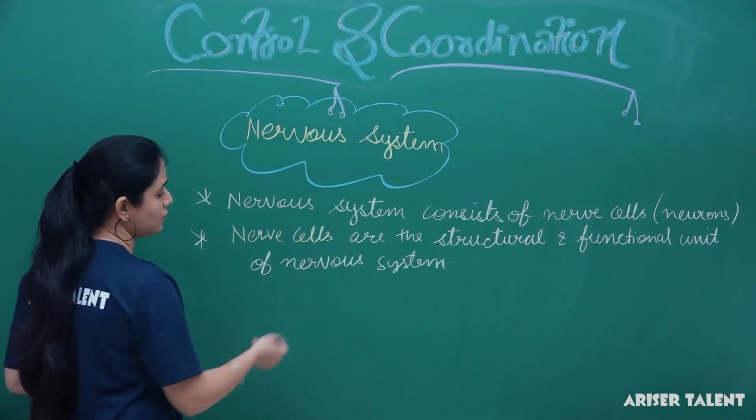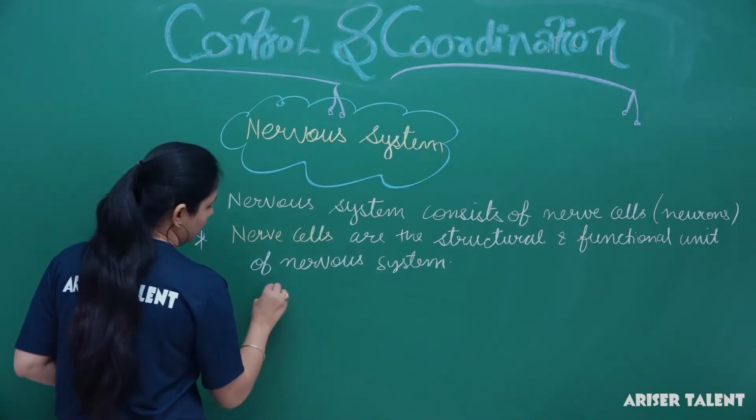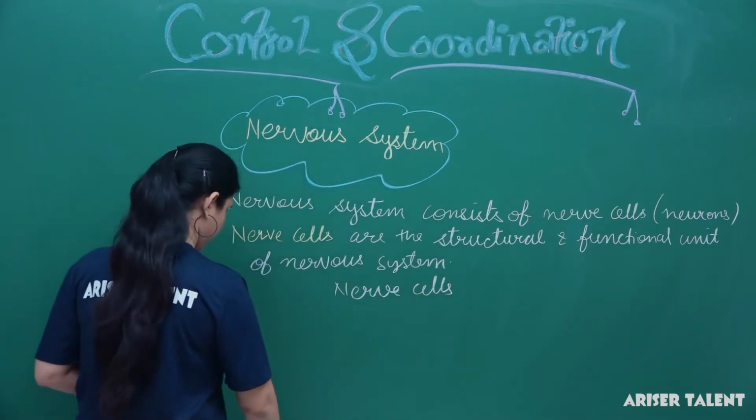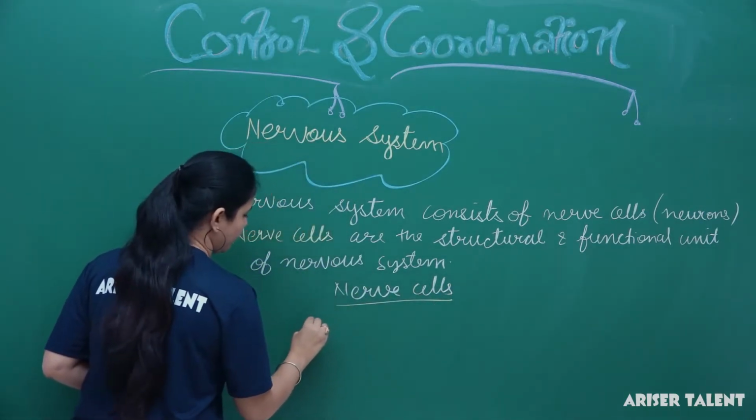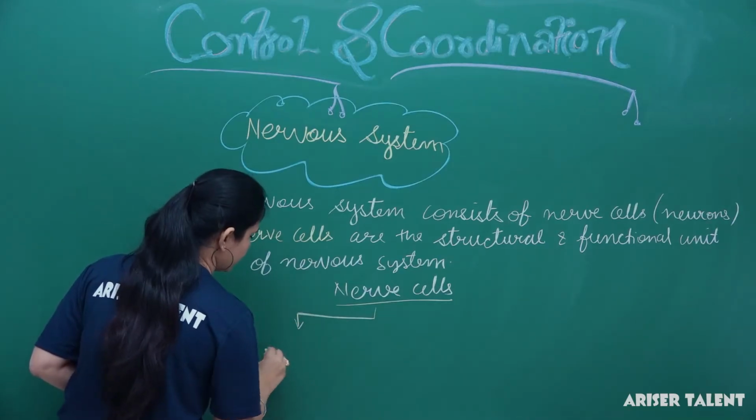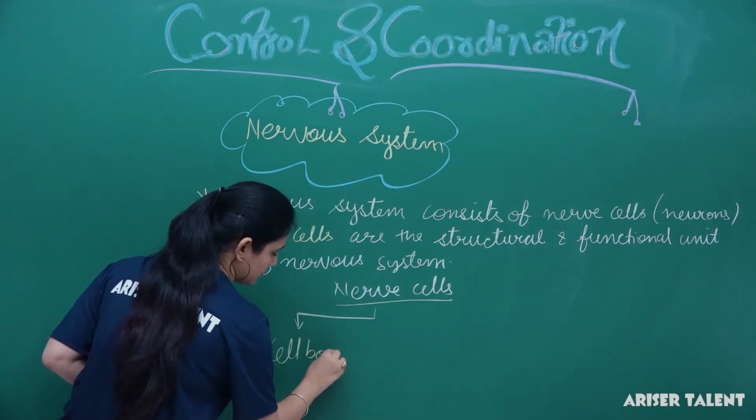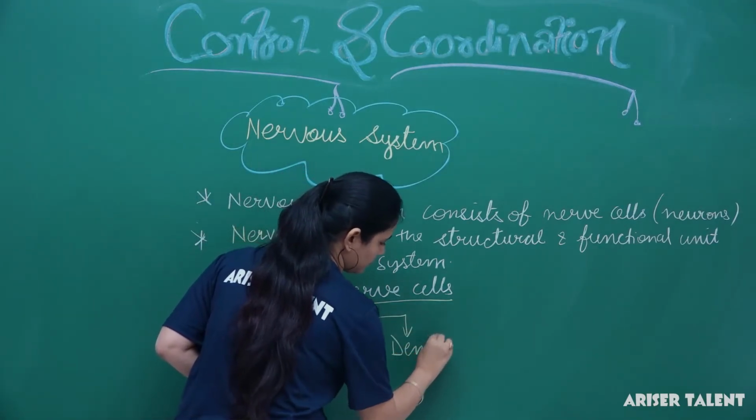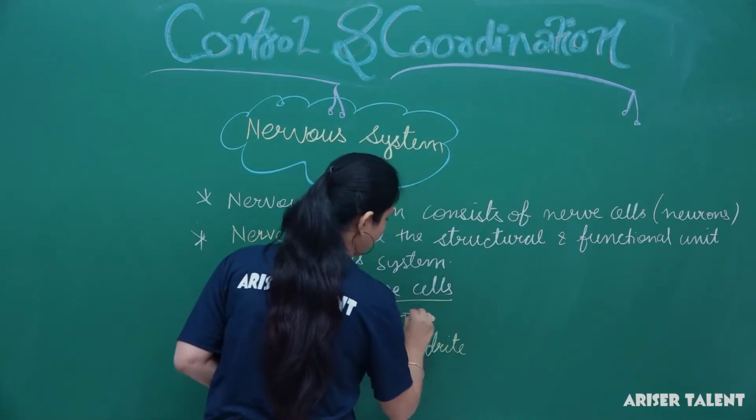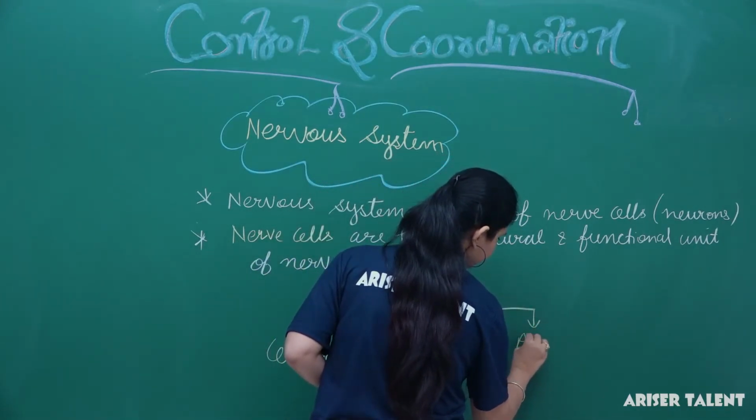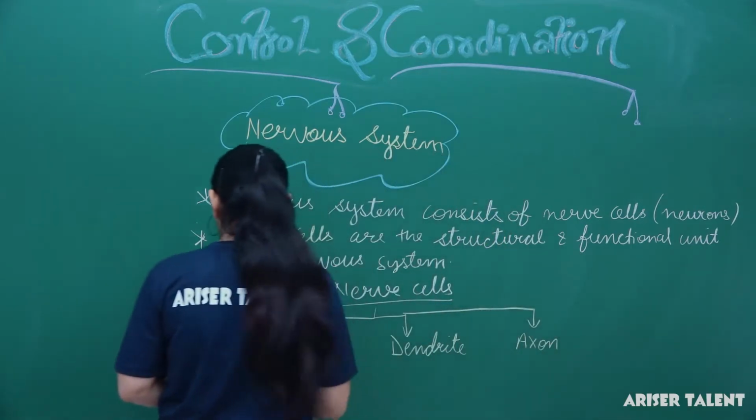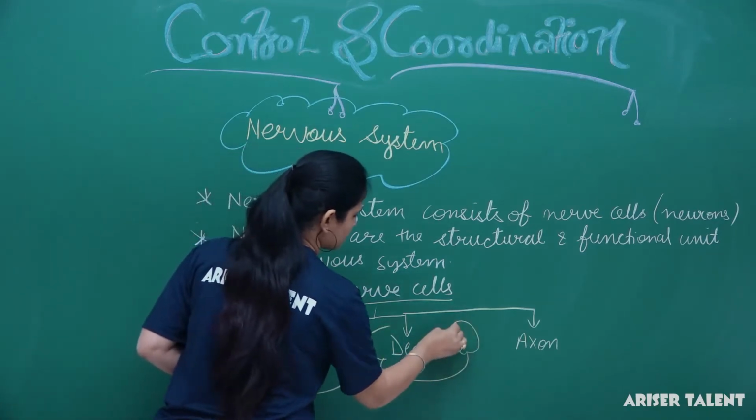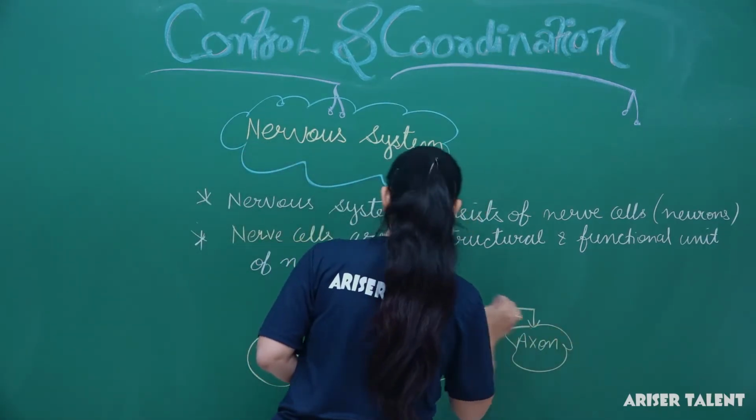Okay. Generally a nerve cell or neuron has three parts. What are they? Cell body, dendrites and axon. Okay, these are the main three parts of a nerve cell.